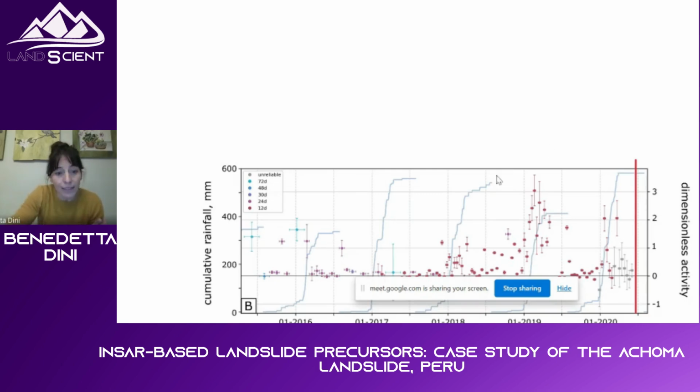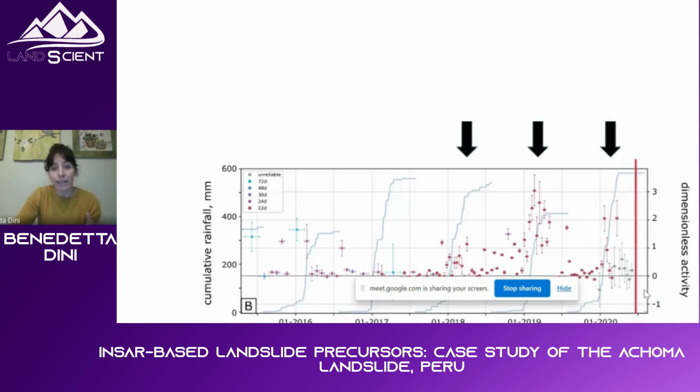When this quantity is 0, it means that we don't see any displacement. Above 0, we see some displacements. And here we can see a few interesting things. First, you can see a bunch of interferograms here that are gray. At this point, the displacements were too fast and the noise is really too high. No method can allow us to really extract this dimensionless quantity.